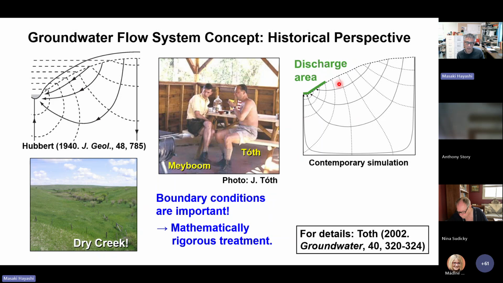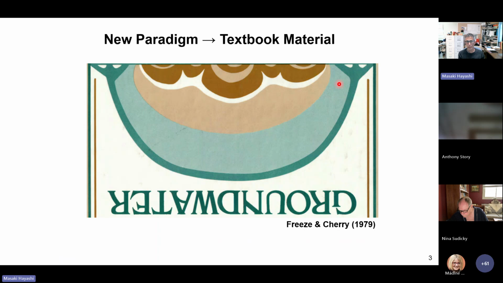And then he put forward this idea even further by including more complex topography. And the end result is what we all know. It's a new paradigm of groundwater flow system. And then this was immortalized by the textbook published by Freeze and Cherry back in 1979.